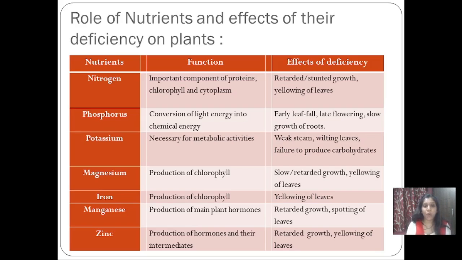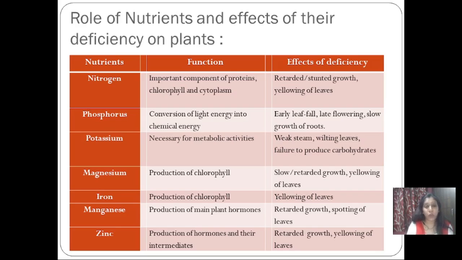Now, these are very important. If they are not there, the plant will start dying. So, potassium is very important. Now, magnesium, for production of chlorophyll. We all know how important chlorophyll is for green plants because it helps them to process photosynthesis. If it is not there, then there is slow and retarded growth and yellowing of leaves. So if chlorophyll is not there, the leaves will eventually start turning yellow and there will be no growth. Iron.